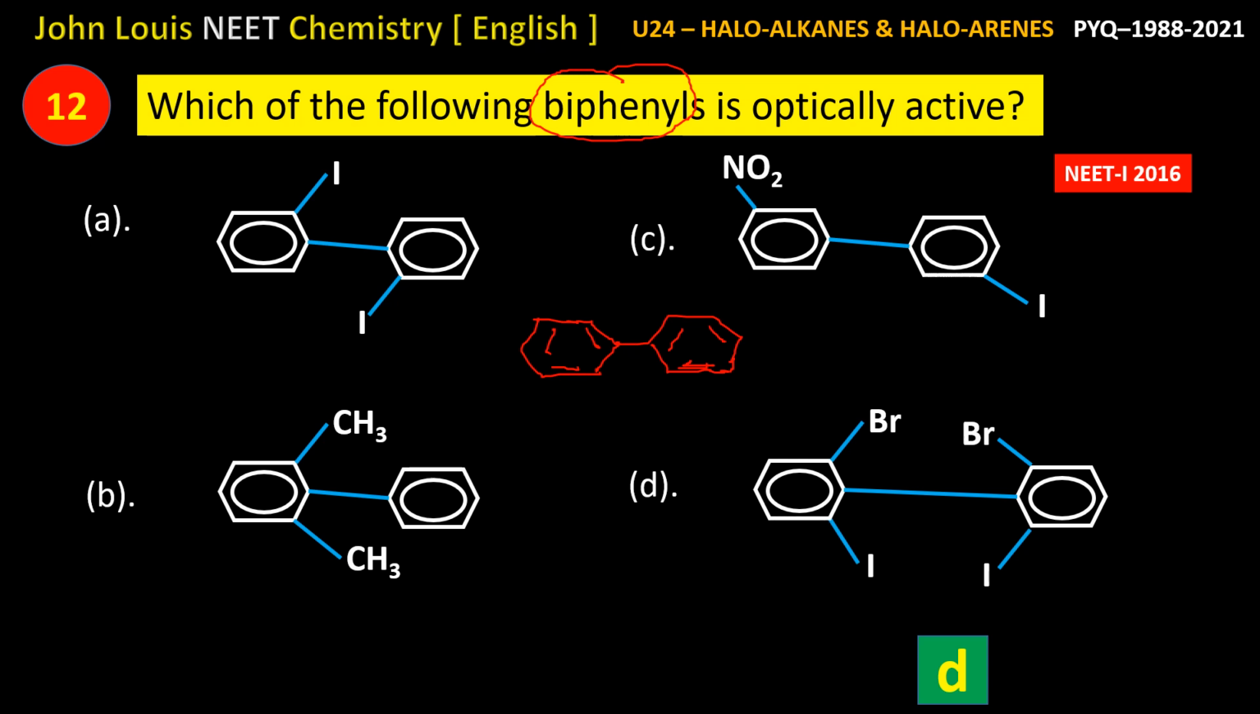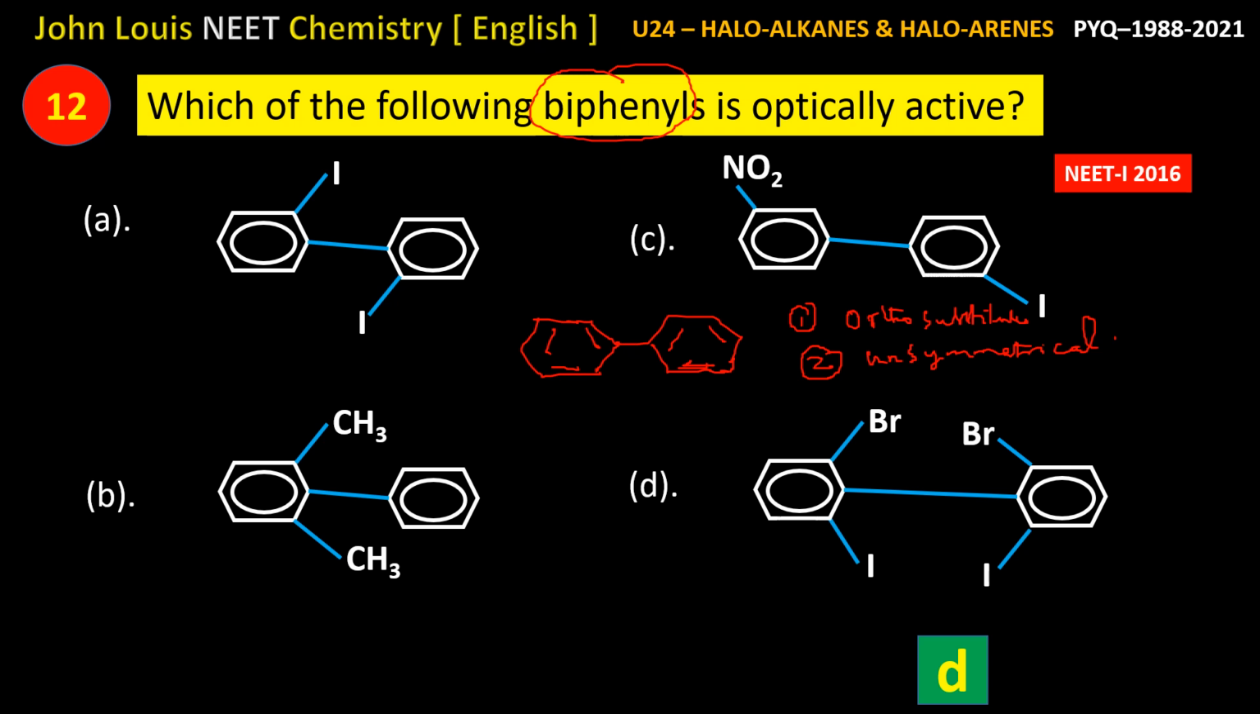How? See, in biphenyl compounds, there are two conditions to be optically active. So, the first one is both the benzene rings should be substituted in the ortho position. See, they should be ortho substituted. Then second thing, whatever is substituted in the ortho position, they should be unsymmetrical. Okay, now first let us see these two conditions here.